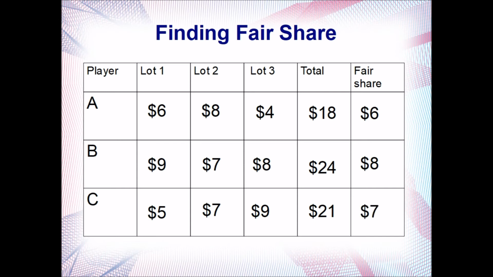Now in both of my examples, I have 3 players. If I had 4 players, I would divide by 4, but I only have 3. So that's how you find fair share. Basically, just add up the total values and then divide by however many players you happen to have.